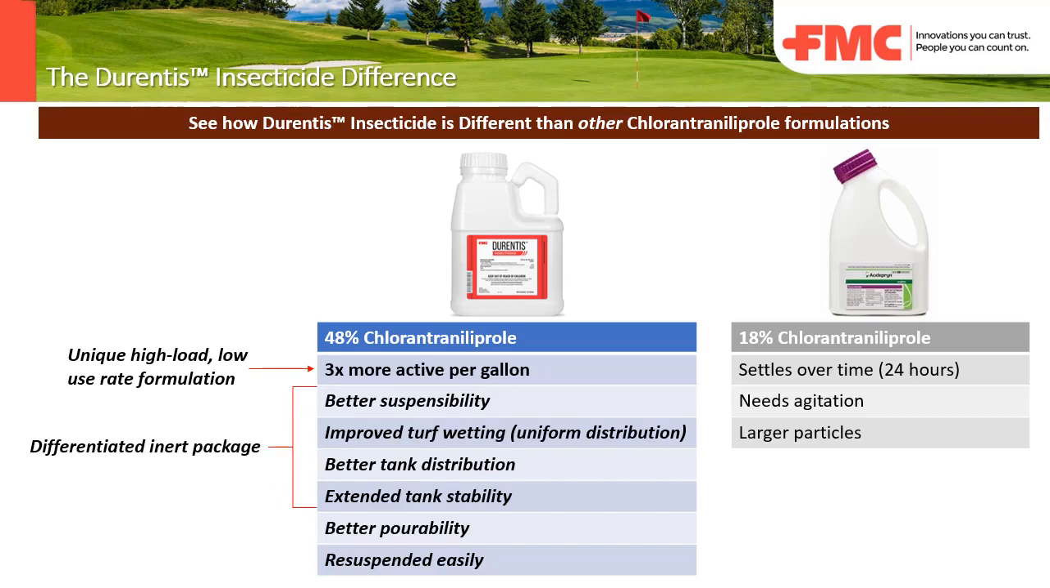Compared to other chlorantraniliprole formulations, Durentis insecticide is formulated with an inert package allowing for better suspensibility, meaning the product will not fall out of solution, improved turf wetting, meaning more uniform coverage of treated surfaces, better tank distribution, meaning homogeneity of product mixed in the tank, and extended tank stability, meaning the product is stable over time. Durentis insecticide allows for better pourability and is resuspended easily thanks to better particle distribution.